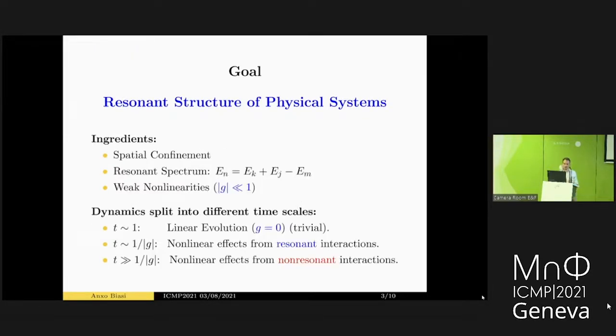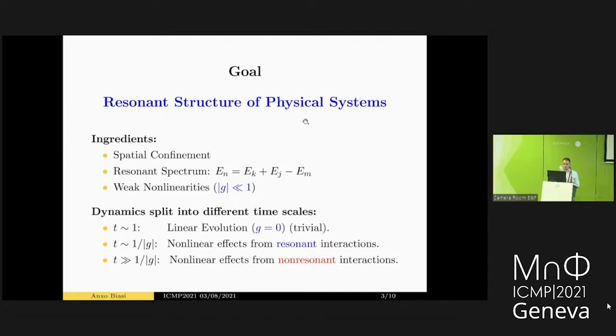The ingredients that I am going to use, or the systems that I am going to consider, have the following properties. We need a spatial confinement, like a bounded domain, or some confining potential, like the harmonic potential. We need the resonant spectrum, the spectrum of linear modes, or the frequencies, to satisfy a relation like this. Okay, more or less, a resonant relation like this.